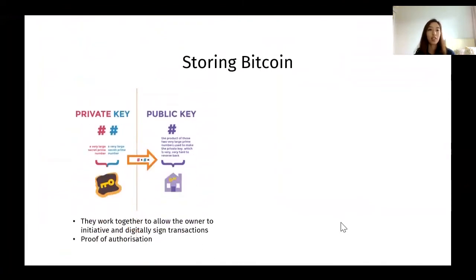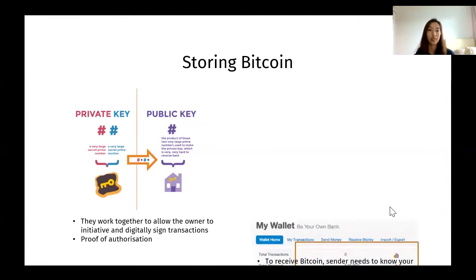So a Bitcoin wallet contains a public key and a private key, which work together to allow the owner to initiate and digitally sign transactions, providing proof of authorization. You can see the public key like a username and the private key like a password. A hash of the public key is called an address, and it's the one displayed on the blockchain.